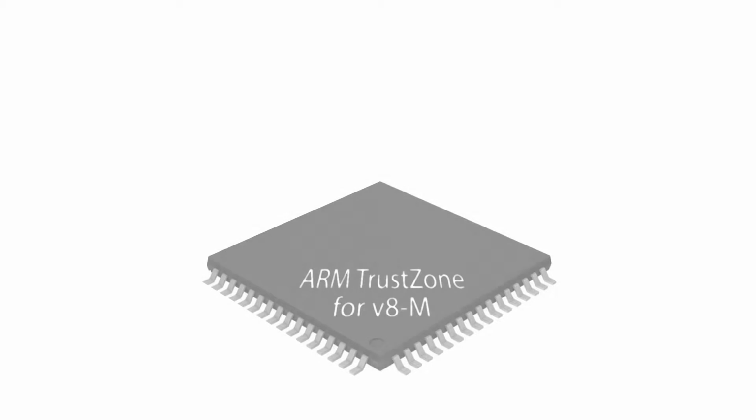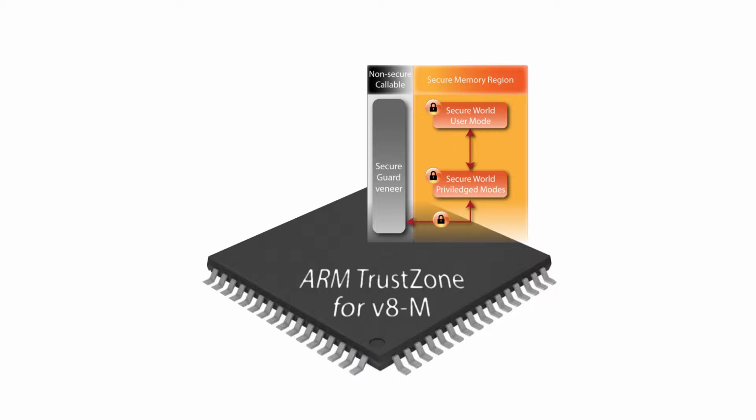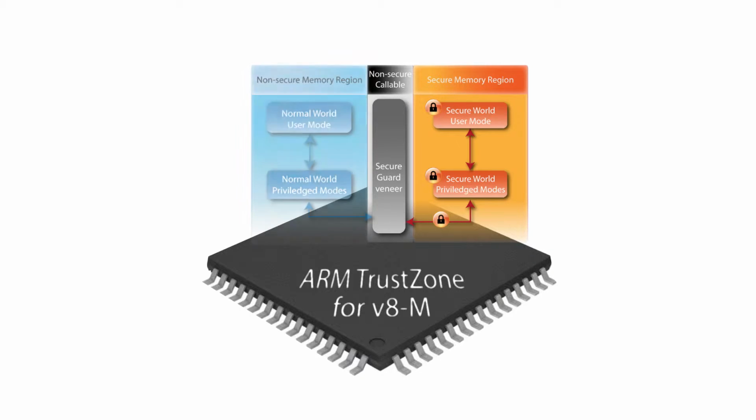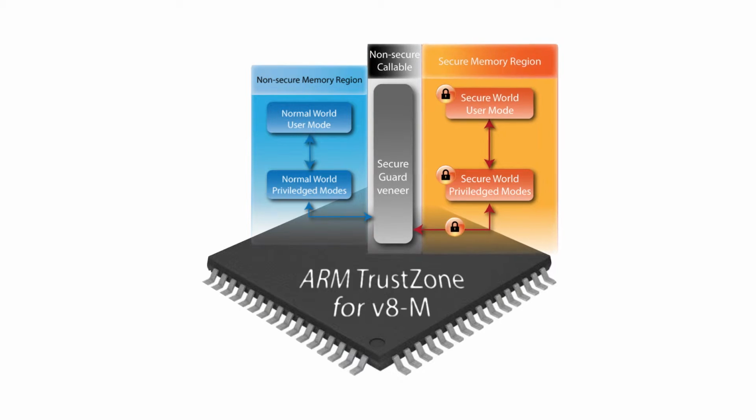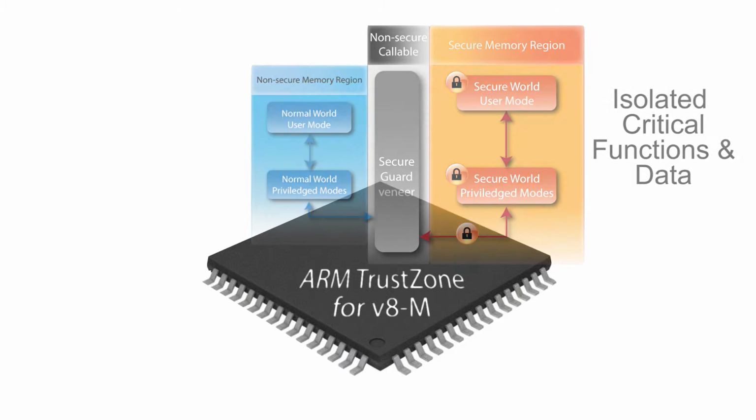TrustZone for ARM v8m provides a framework for designating secure memory regions. This effectively creates secure and non-secure domains. This allows for the isolation of functions and data that are critical to securing the device into the secure domain and out of reach of untrusted software.